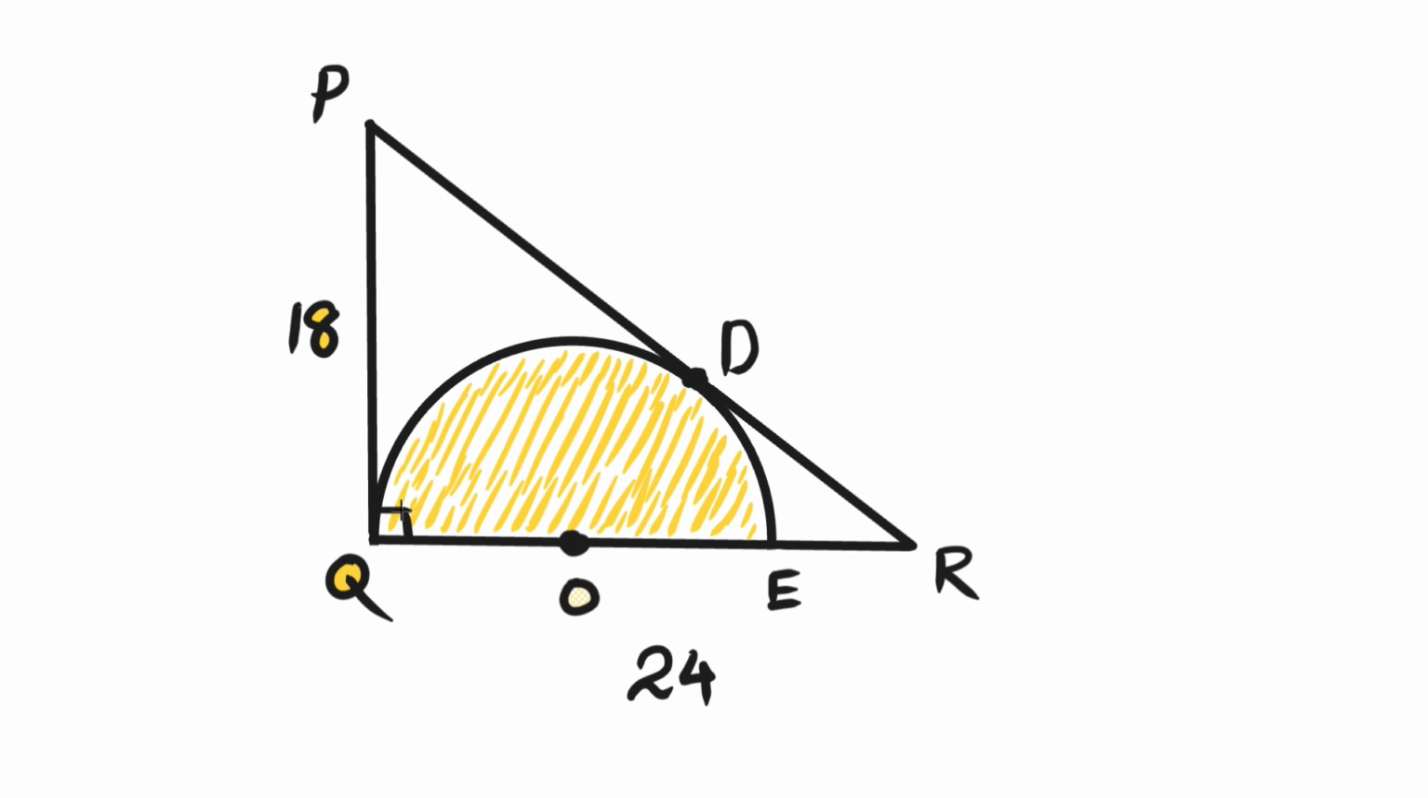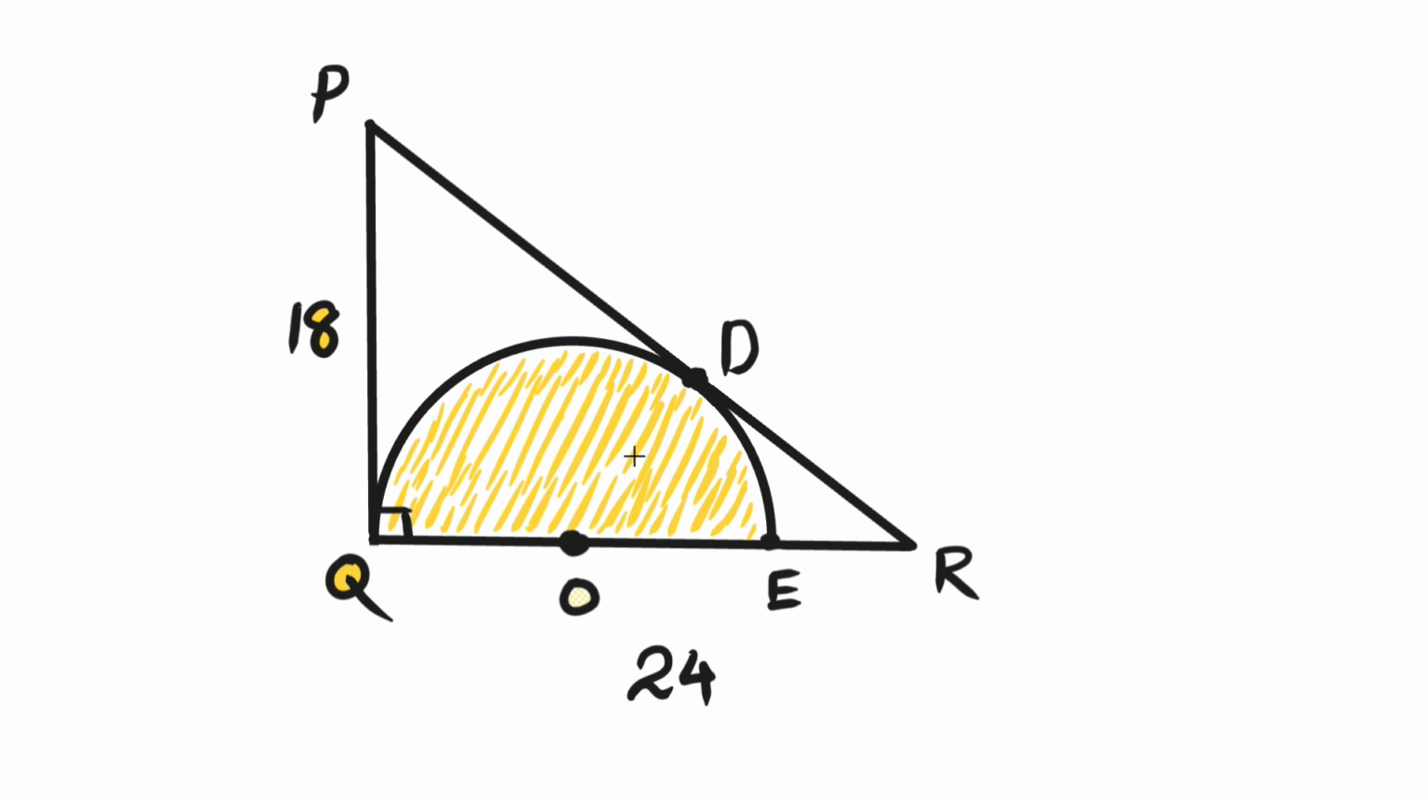Inside this triangle, we have a semicircle whose diameter lies along QR. Its center is O, and it touches the side PQ at Q and the hypotenuse PR at D. The other endpoint of the diameter is E. Our goal is to find the exact area of the shaded semicircle.